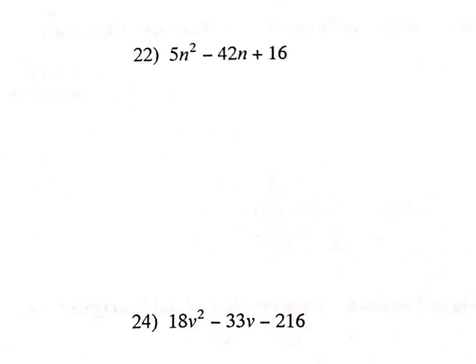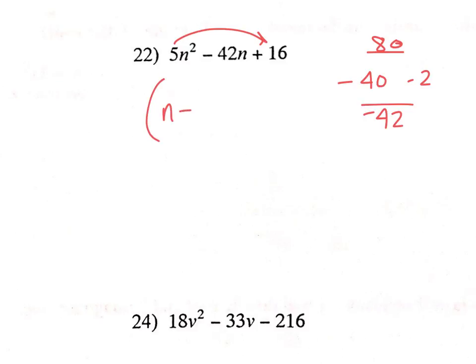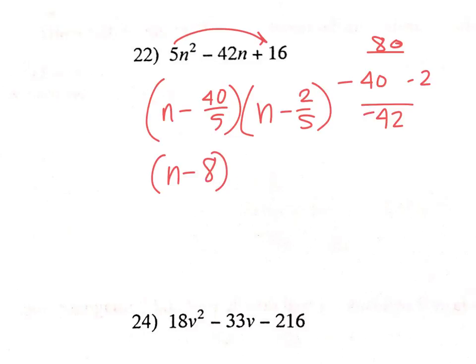All right, question 22. Unfortunately, this does not have a GCF, and 5 itself is not a perfect square, so I can't split it apart in that shortcut way. So I'm going to have to move the 5 to the end. That's going to give me 80 on the top, negative 42 on the bottom. Let's see, that's going to give me negative 40 and negative 2 as my numbers. So make sure you use that 5 again. So we're going to do n minus 40 over 5, n minus 2 over 5. If it divides, divide it, so n minus 8. If it doesn't simplify, we're going to do bottoms up, so this becomes 5n minus 2 as my factors.